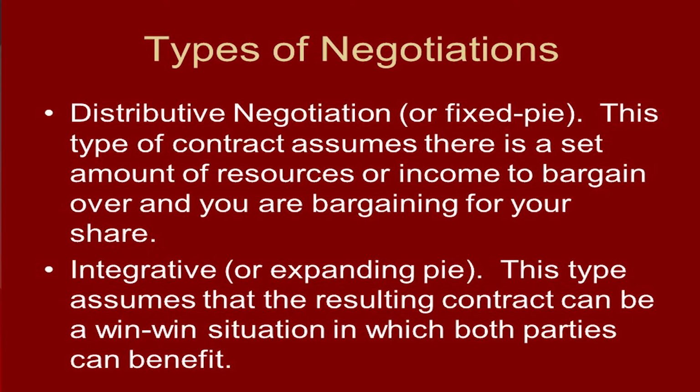The second type of negotiation is integrative or expanding pie. This type assumes that the resulting contract can be a win-win situation in which both parties can benefit. An example of this might be where you're negotiating with someone to carry your products. You increase your sales and they get an extra revenue stream. In practice, there can be elements of both types of negotiations in a contract. Even in the most adversarial contracts, you can negotiate for a number of clauses in a contract, not just income, as we will soon discover.